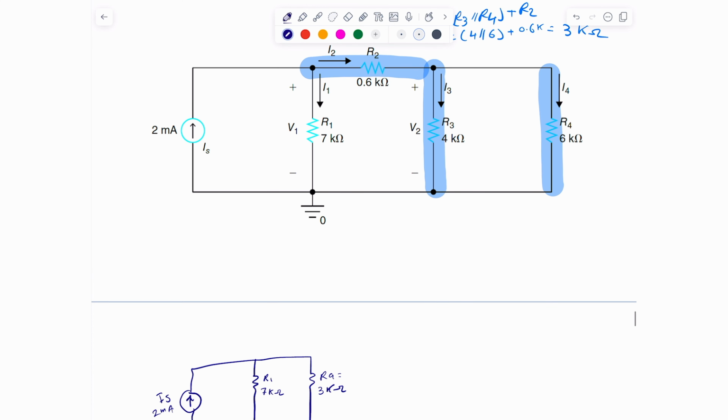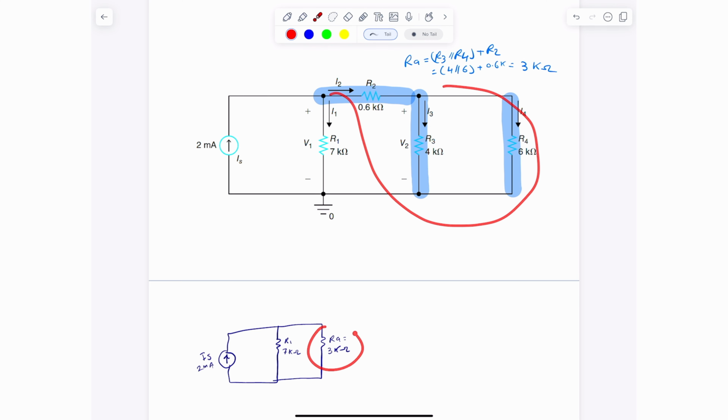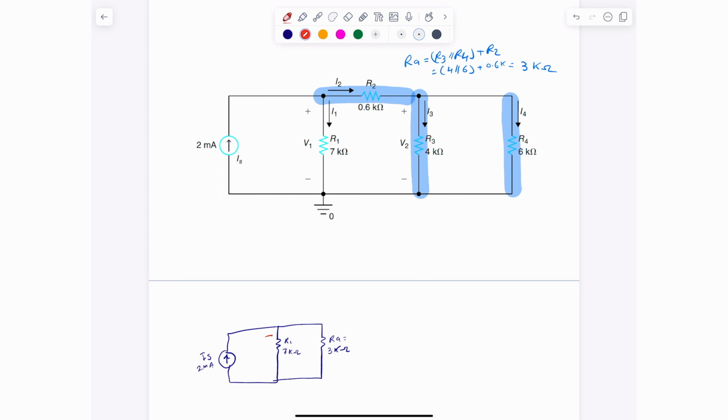So what I've done is I redrew that circuit here. Let's double check. R1 stays the same. These resistors that are highlighted in blue become 3 kilo ohm in here. Let's double check what happens to the voltages and currents that I have. I have plus, minus in here. V1 stays the same, and I believe I1 stays the same.